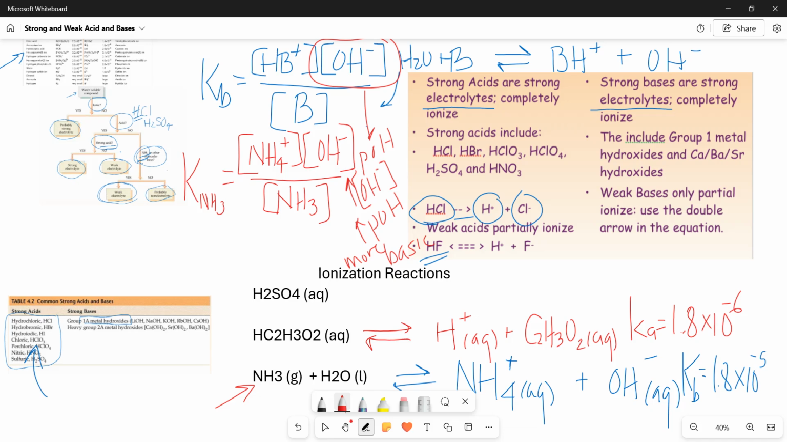Okay, so we're delving into acids and bases. There's a lot to cover here. This is the initial lesson.